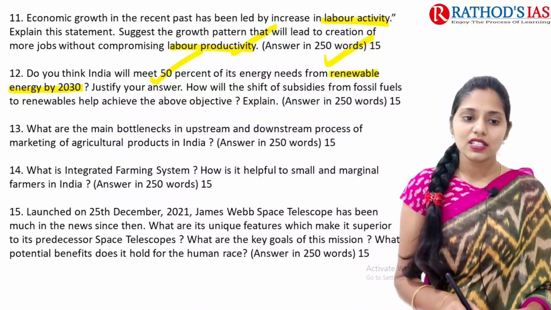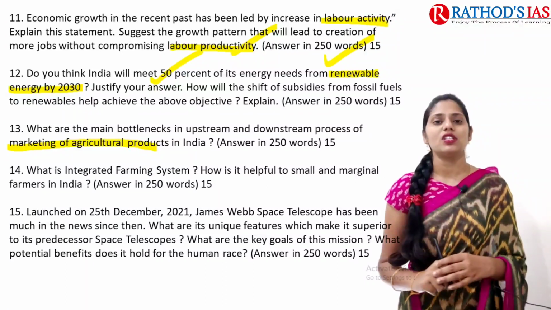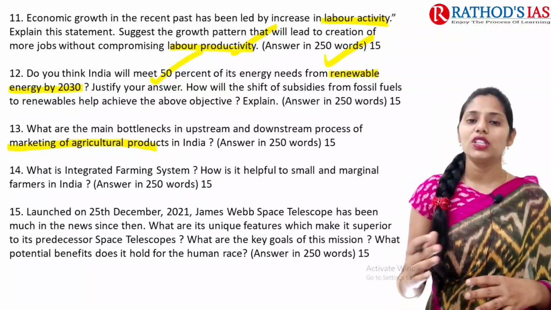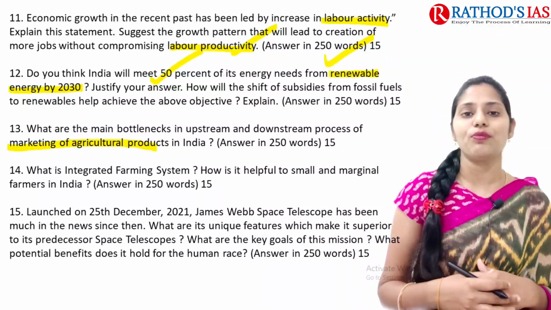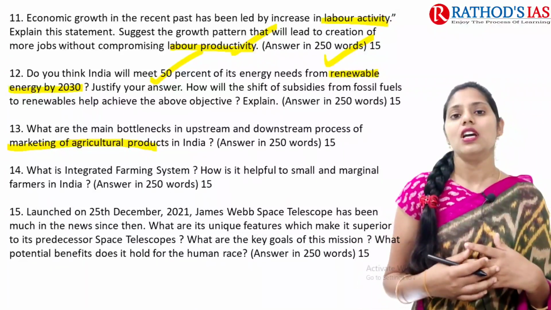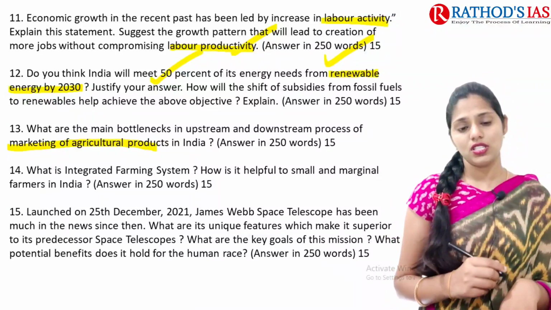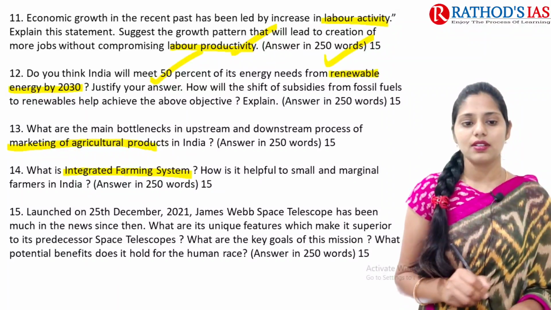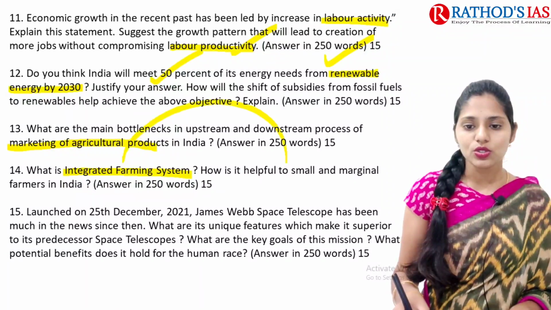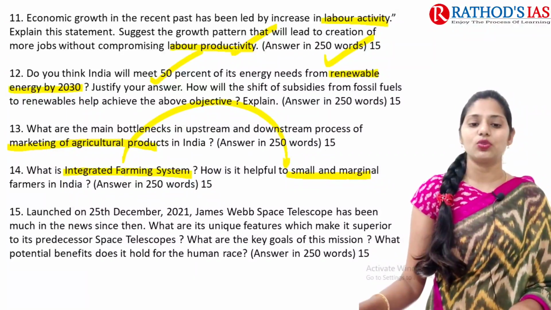The next one is about marketing of agriculture products. Why is this question in the news? Because the government came up with 3 agriculture farm bills, but after protests in a number of states, these bills were withdrawn. Because of this, the question is in the paper. The next one is about the integrated farming system and how it is going to help small and marginal farmers. This is also an expected question.